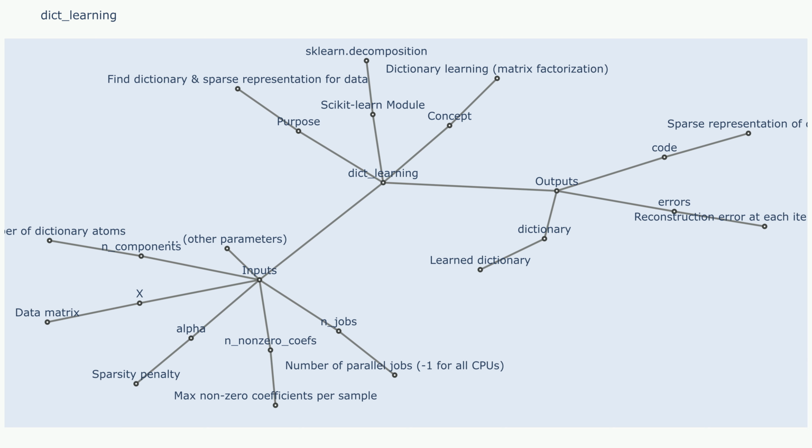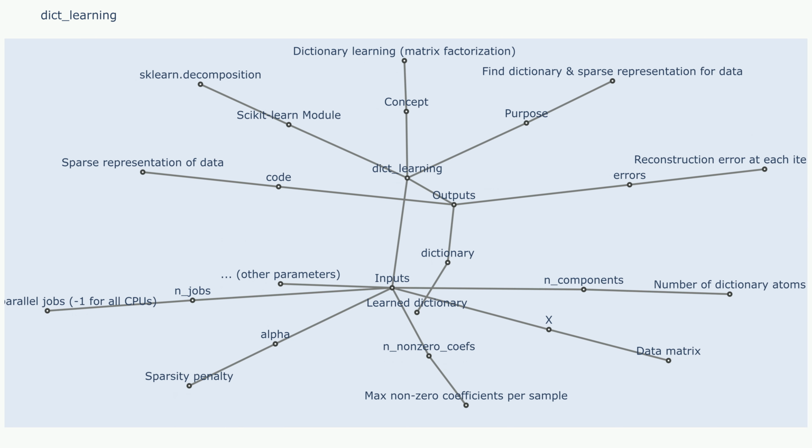plt.figure(figsize=(10, 5)). for i in range(n_components): plt.subplot(3, 5, i+1), plt.imshow(dictionary[i].reshape(8, 8), cmap='gray'), plt.axis('off'). plt.show().